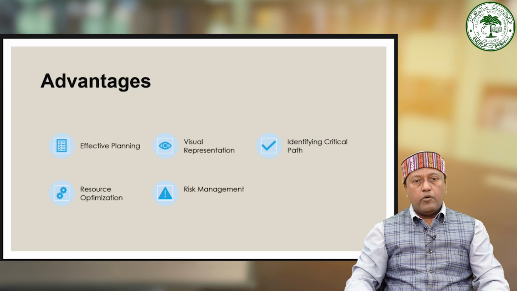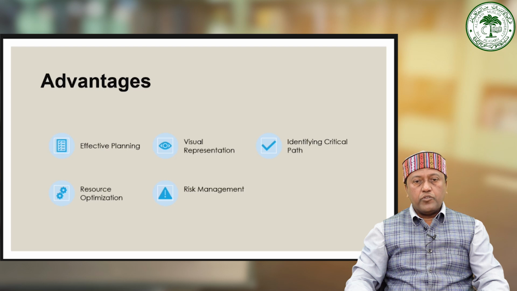Visual representation: utilizing network diagrams, PERT provides a visual representation of project tasks and their dependencies, aiding comprehension and communication of the project plan. Third, you can see identifying critical path. PERT enables the identification of the critical path, directing attention and resources towards the tasks crucial for project duration.